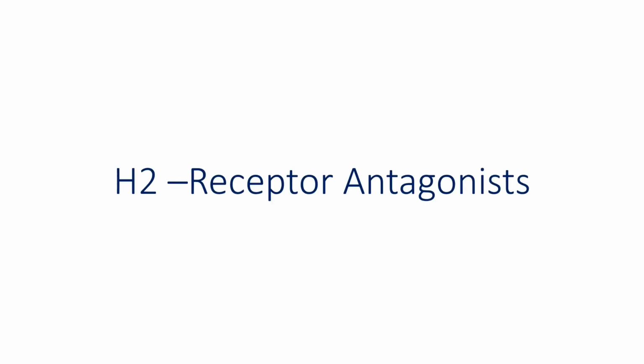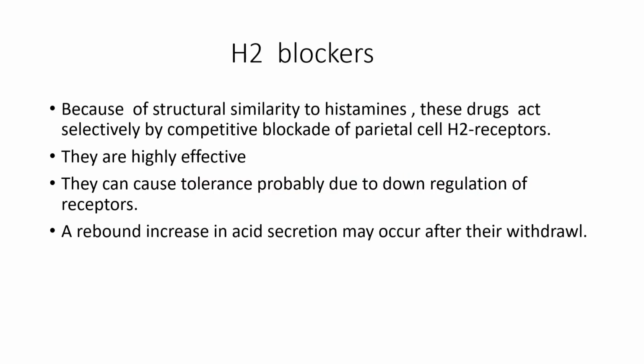Today, let us discuss H2 receptor antagonists. H2 blockers. Because of structural similarity to histamine, these drugs act selectively by competitive blockade of parietal cell H2 receptors. These H2 blockers are highly effective. They can cause tolerance, probably due to downregulation of receptors. A rebound increase in acid secretion may occur after their withdrawal.